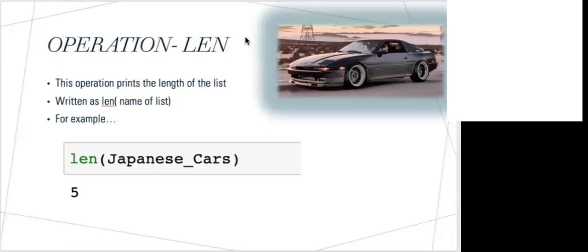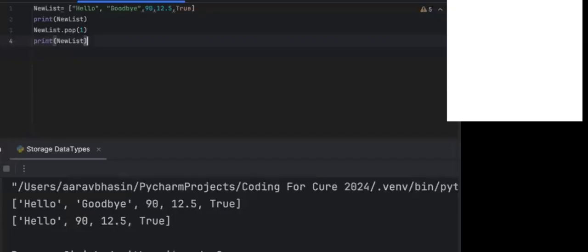So here's the final list operation. This one is very useful most of the time for running loops, for example, which we'll go over later. This operation will print the length of the list. It's written as len, and the name of the list. For example, if you do len of this list Japanese cars, we got 5. But I'll do it myself to let you guys look. You can see this list has 1, 2, 3, 4, 5. Important to note, when Python does len, it counts 1, 2, 3, 4, 5. It does not count from just 0.